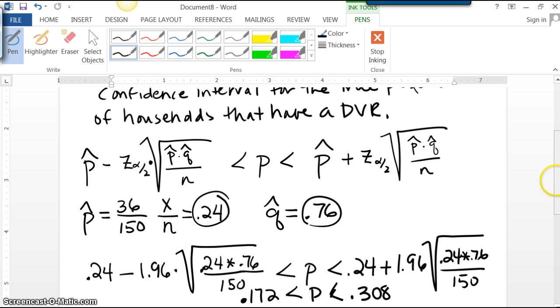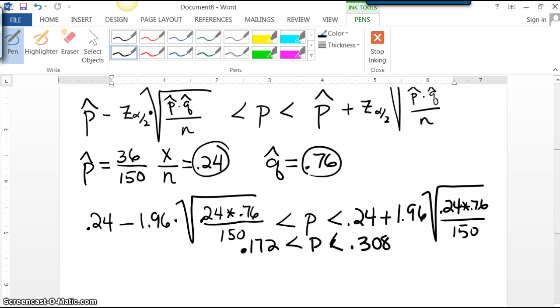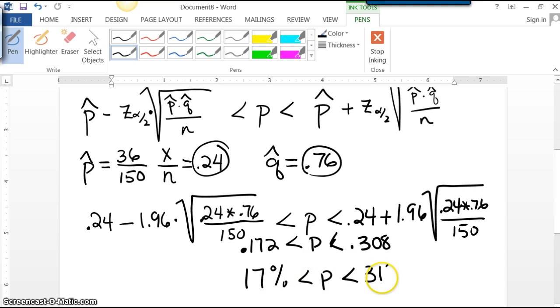If you want to make your proportion into a percent, you could do that. You could write like 17%. About 31%. These are both acceptable.